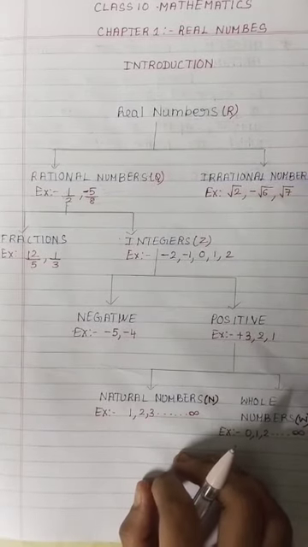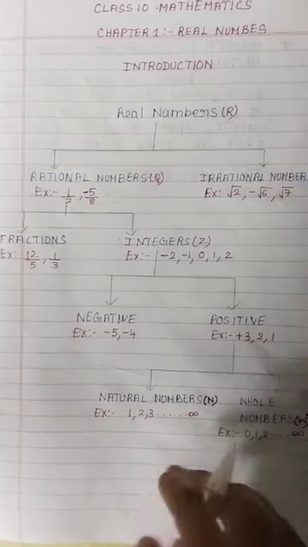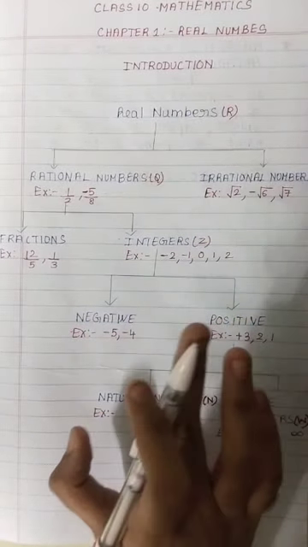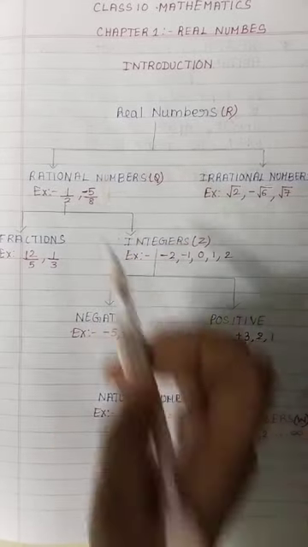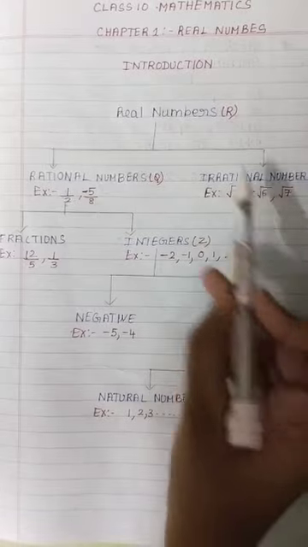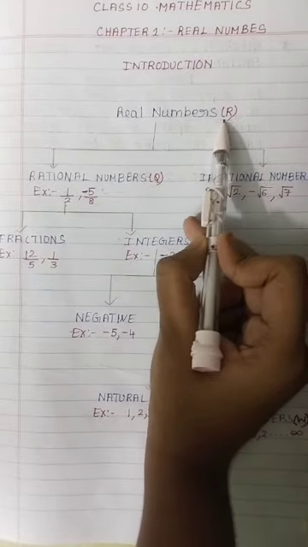Hello everyone. Today we are going to see class 10 first chapter, real numbers. Before going to the exercise sums, we have to know what we mean by real numbers. Real numbers are nothing but a combination of both rational and irrational numbers. It is simply denoted by the letter R.